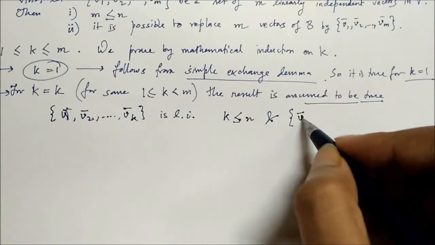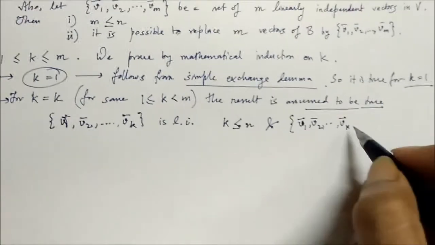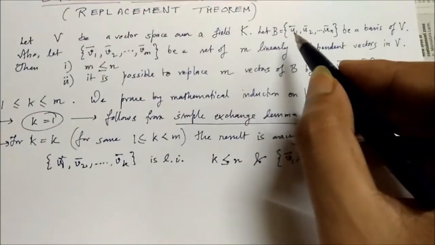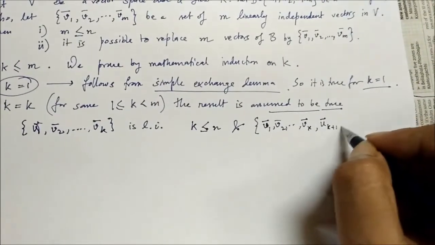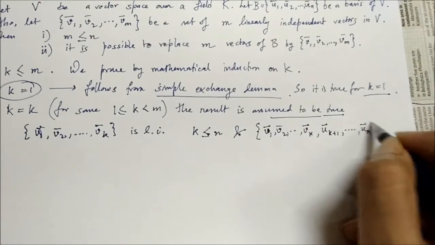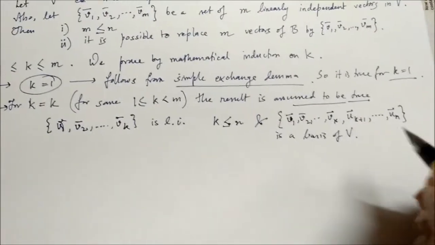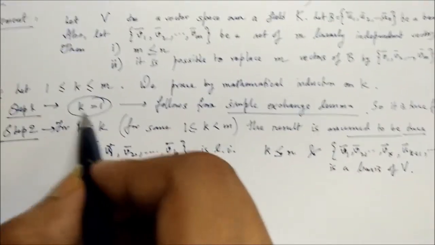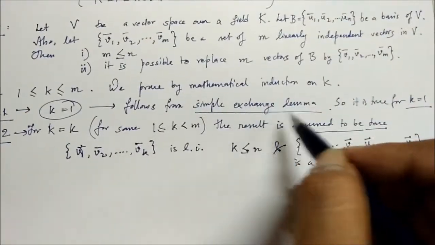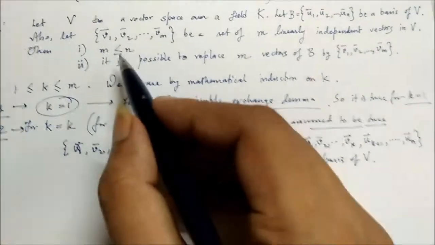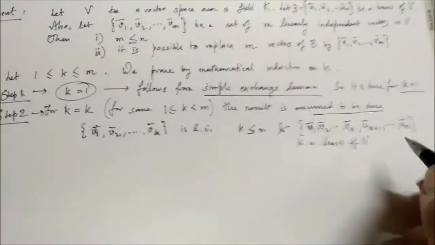This v1, v2 up to vk, then comes the vectors that were already in the basis, so following k vectors, so uk plus 1 up to un. This is a basis of V. Note that for the starting step, this result obviously follows from, as we said, the simple exchange lemma, and 1 is less than m, so that is also holding true, right? So this is our inductive hypothesis.